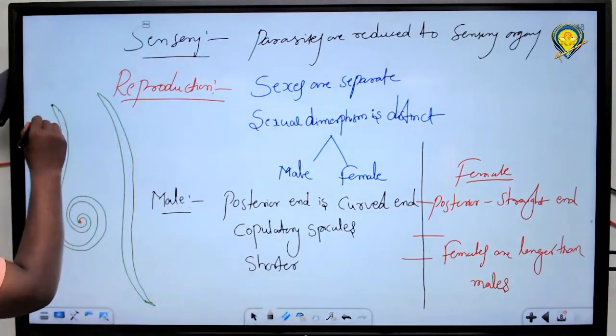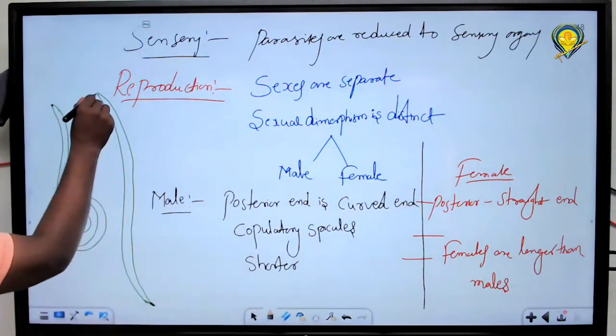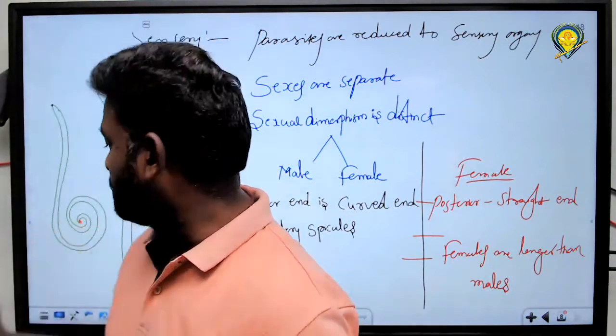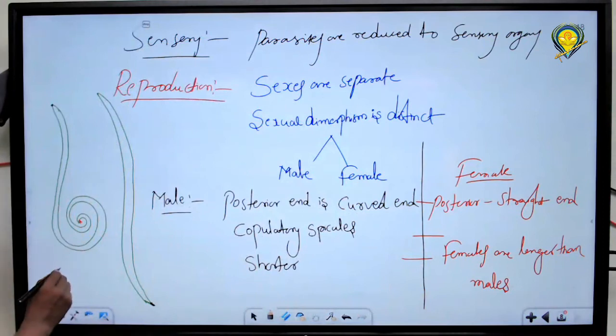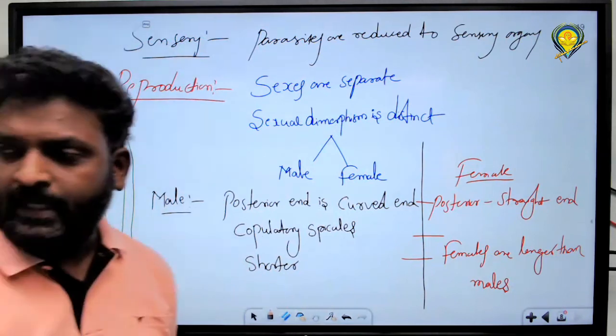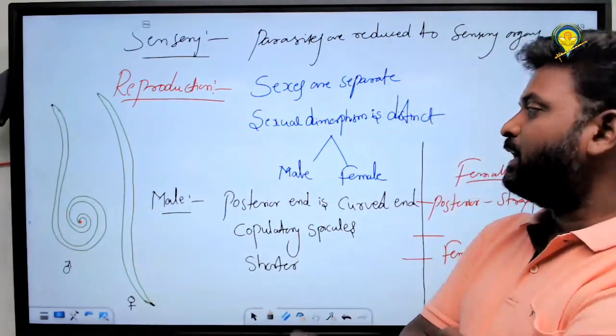This is the mouth, and this is the anus, right or not? And here is the presence of the excretory pore, and these are the copulatory spicules. Male or female? Male. And this is the female. Got it? All of you got it? That is what sexual dimorphism is: distinct, right?